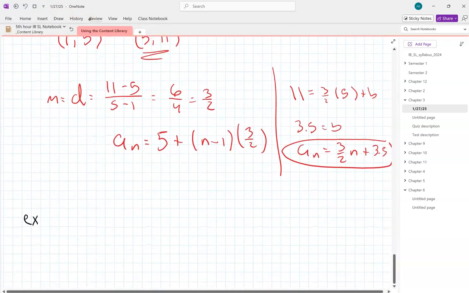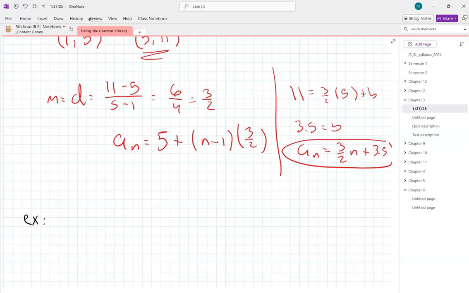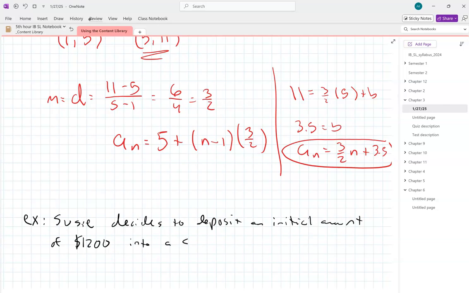One thing that the IB loves to do is to make financial related questions out of these ideas. So you will see story problems similar to like Susie decides to deposit an initial amount of $1,200. I'm going to just change everything into dollars because I don't want to have to draw this symbol for euros or whatever these things are.